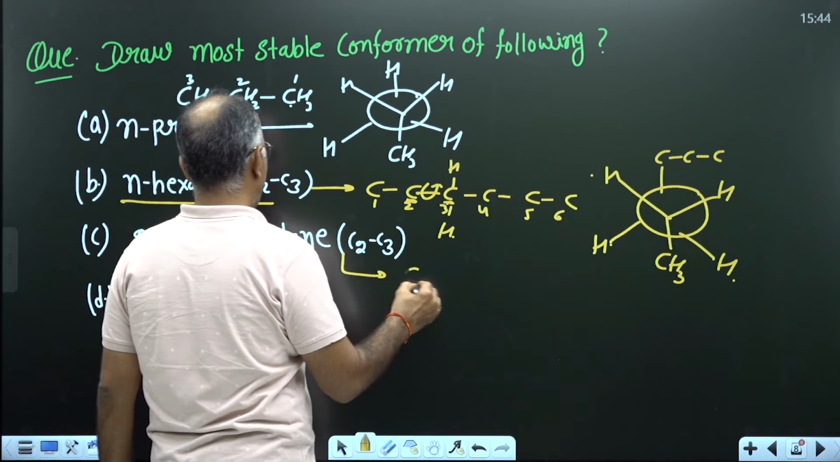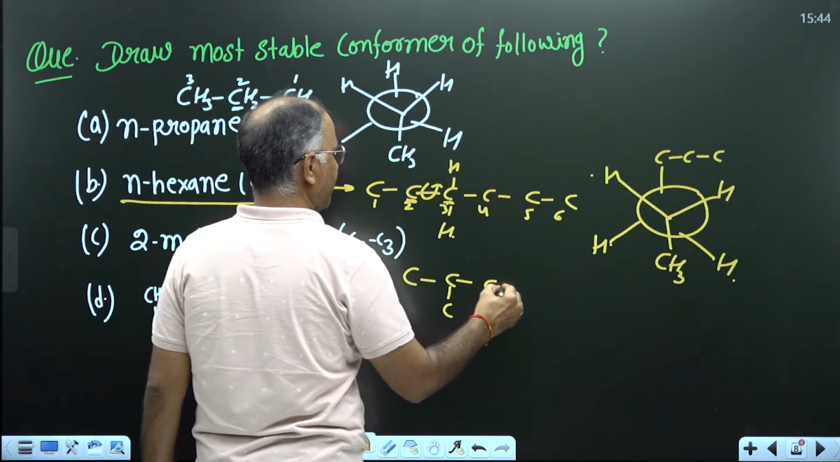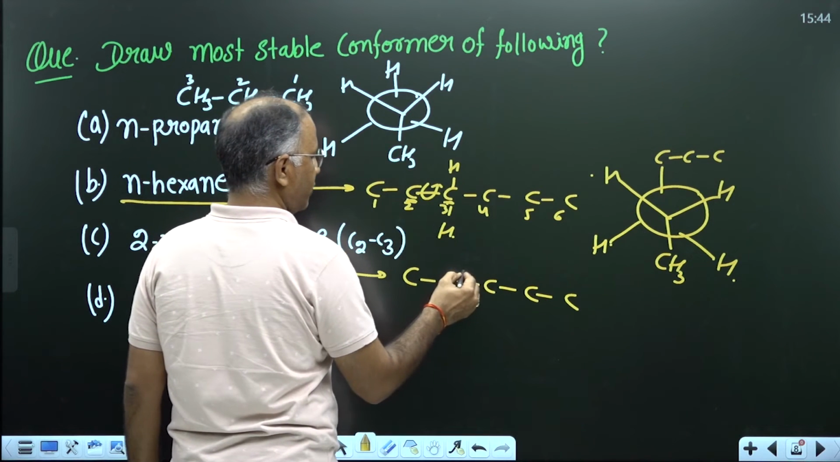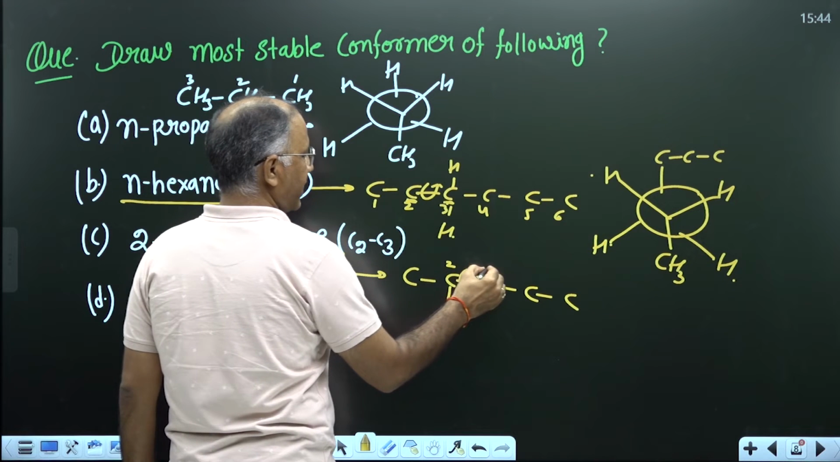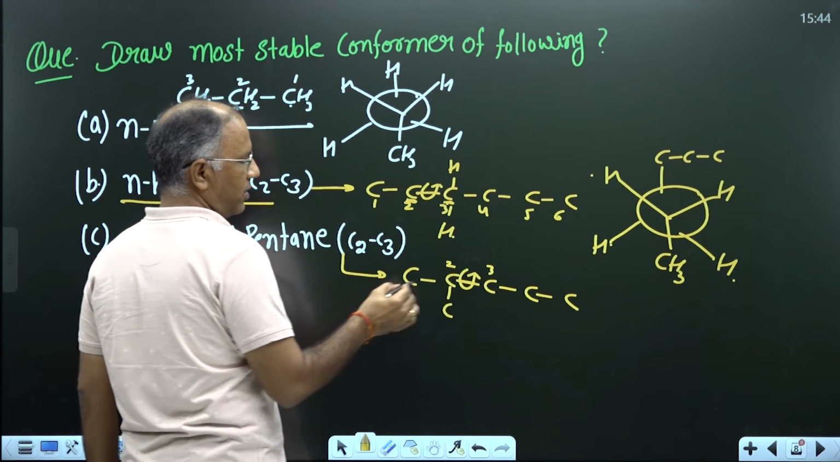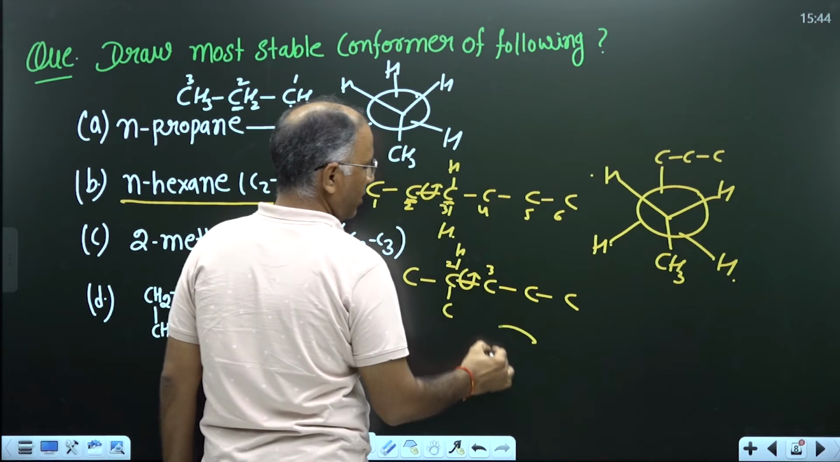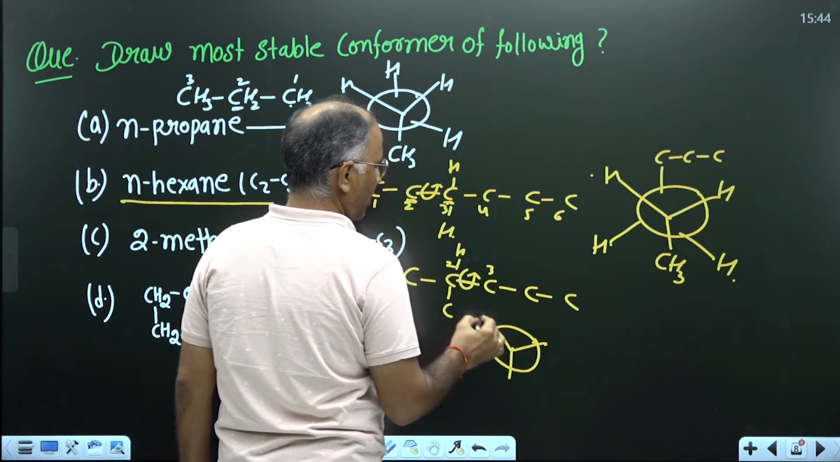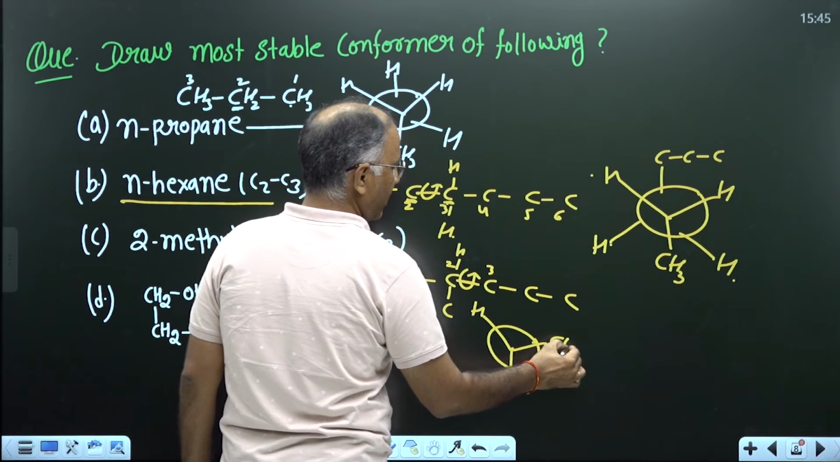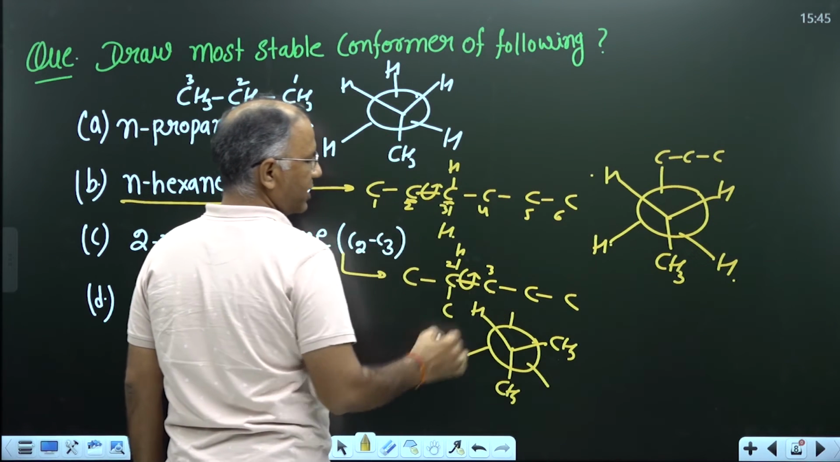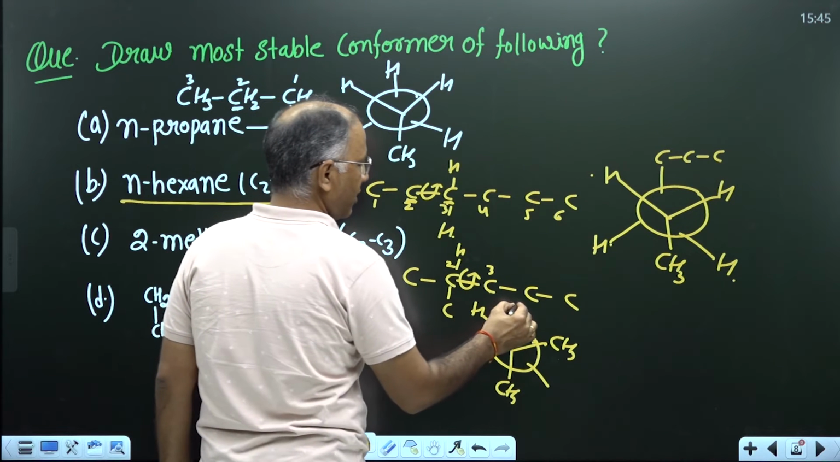Now you have to draw 2-methyl pentane. This is butane, this is 2-methyl pentane, across C2, C3. So this is our second carbon, this is our third carbon. Now the valency of this carbon are hydrogen and 2 methyl. So first of all, hydrogen, methyl and methyl. Now this carbon has 2 hydrogen and 1 ethyl.